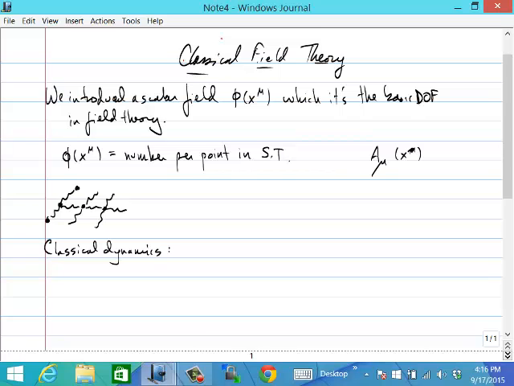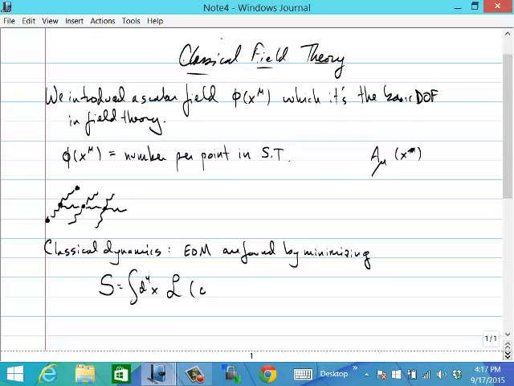And the basic dynamical principle is that the equations of motion are found by minimizing an action, and that action is the integral d4x of some Lagrangian. And here now it's not a Lagrangian that's integrated dt to give you an action as it would be in standard mechanics. It's a Lagrangian density that's integrated d4x.